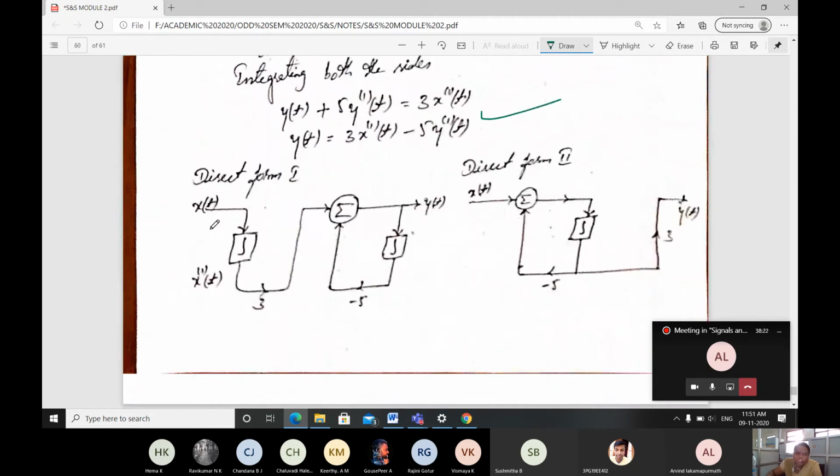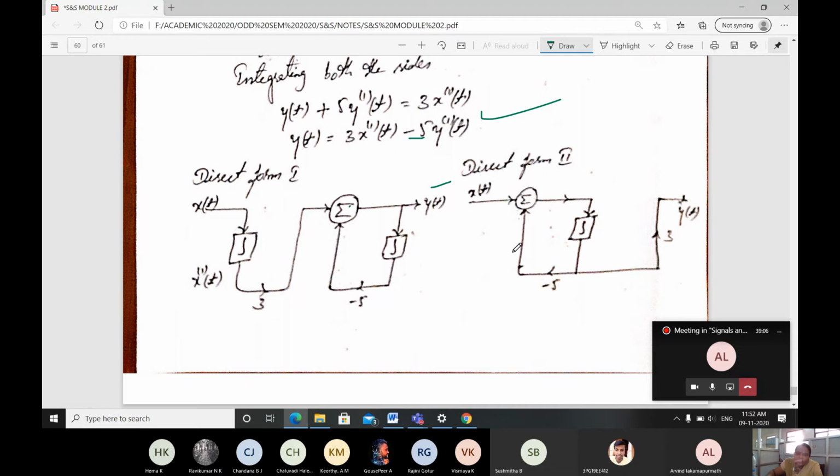Where is our problem? Here what is the term that is given? That is 3x dash, means one time it is integrated. X of t one time integrated means one integration symbol, right? Integration x dash of t, what is the constant value? 3. That has to be summed. Then here only two terms are there, x dash and y dash. Y dash of t means it has to be integrated one time, that is integration. What is the value here? Minus 5. You have to sum, you will be getting your output. This is your direct form 1.